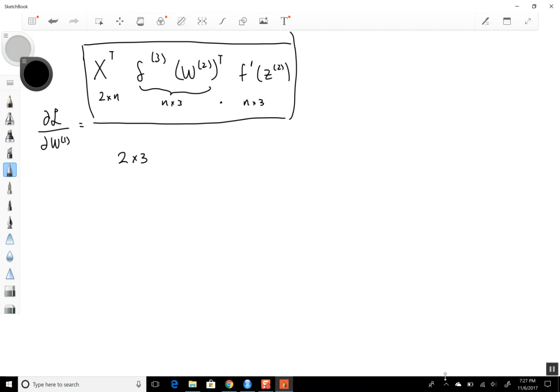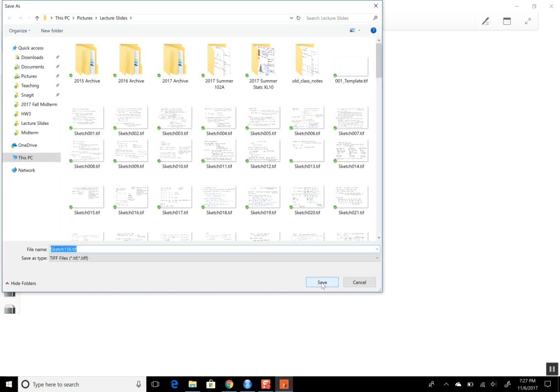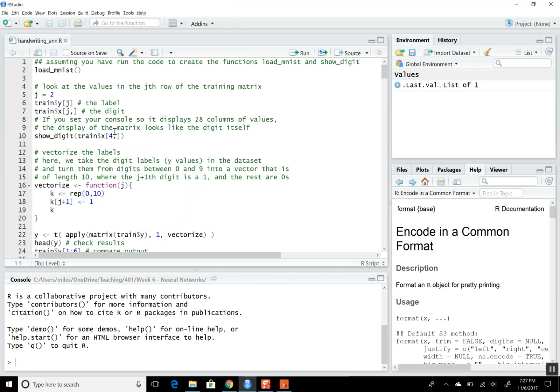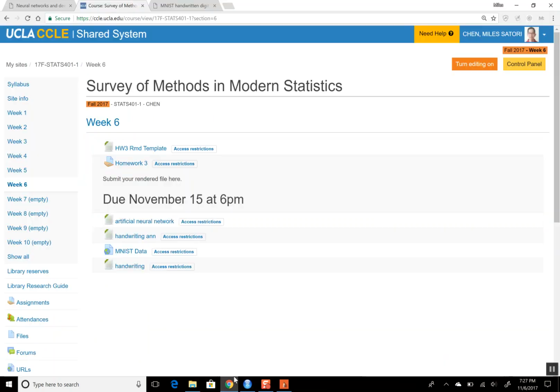Okay, so now we can code this up, and I think I've uploaded some of this to CCLE, and you can look up and download the artificial neural network on your machine if you want, and we'll take a look at the code here.